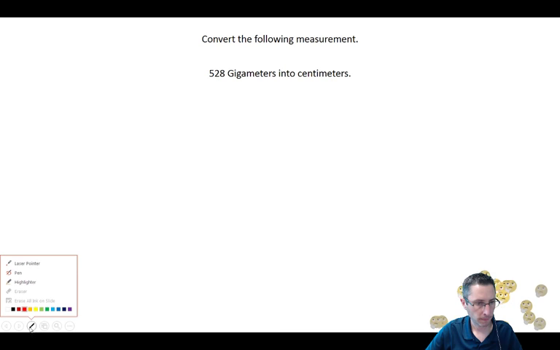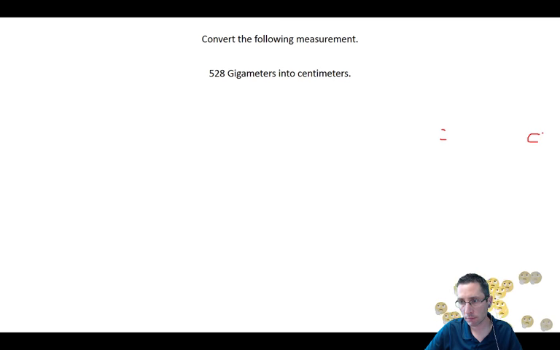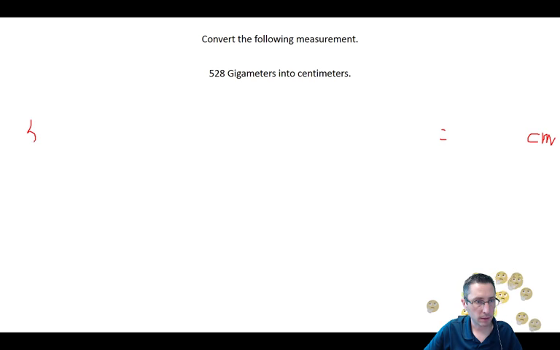So this is our straightforward dimensional analysis that we've been practicing for weeks now. What we're asked for in terms of units is over here. There's my centimeters, terribly written. On the left, I'm going to write down 528 gigameters.